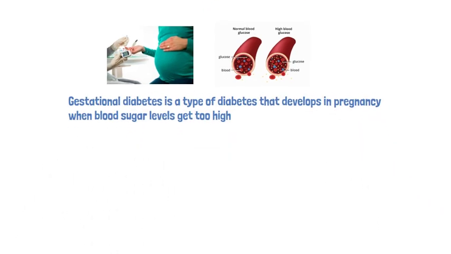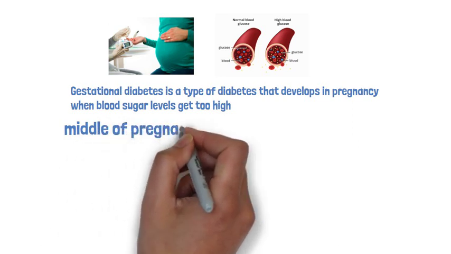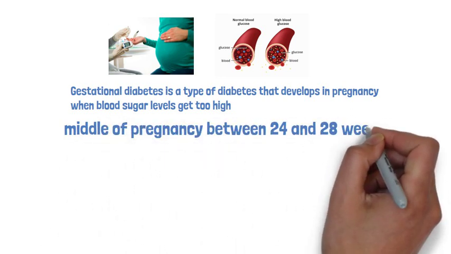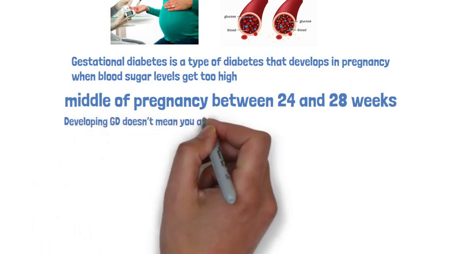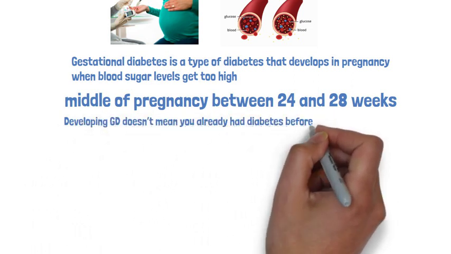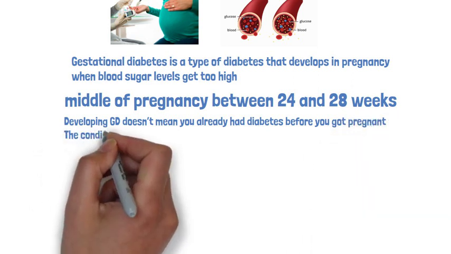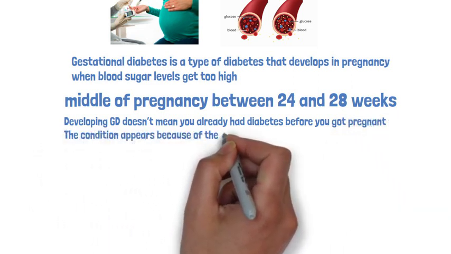Gestational diabetes usually appears during the middle of pregnancy, between 24 and 28 weeks. Developing gestational diabetes does not mean you already had diabetes before you got pregnant. The condition appears because of the pregnancy.